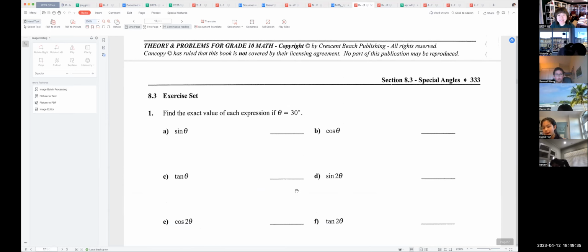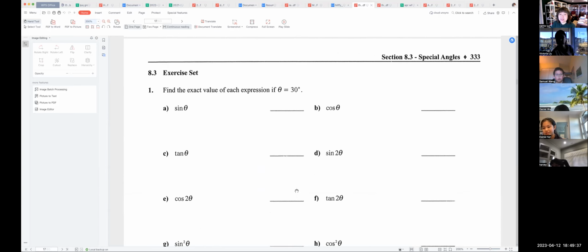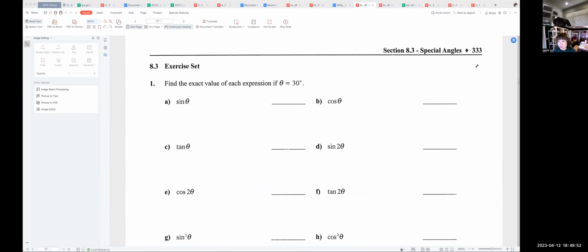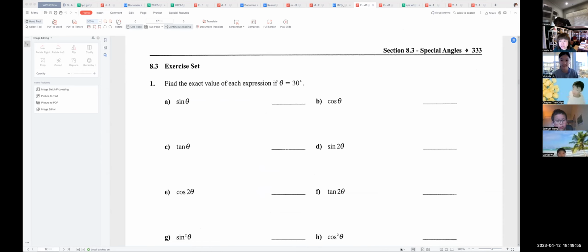For instance, everybody tell me the answer. We're going to do it immediately. I'm not going to ask you to tell me by typing. Give me the answer directly. Victoria Liu, can you tell me the first one, sine theta, where theta equals 30 degrees? Victoria Liu, sine 30 equals what? 0.5. Very good.